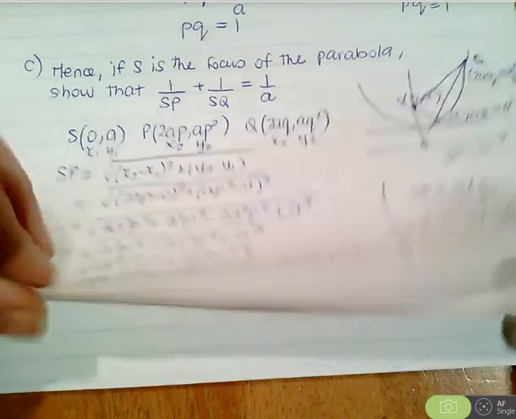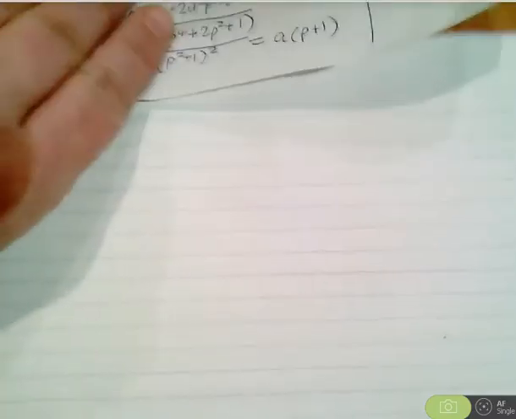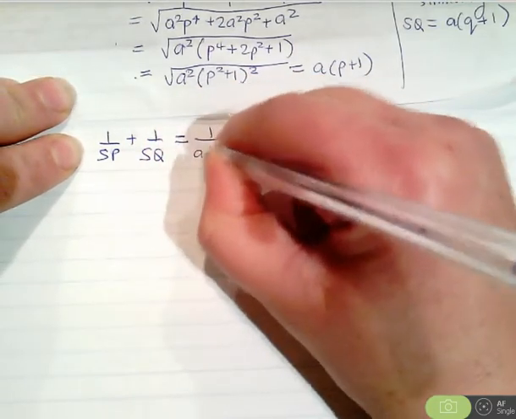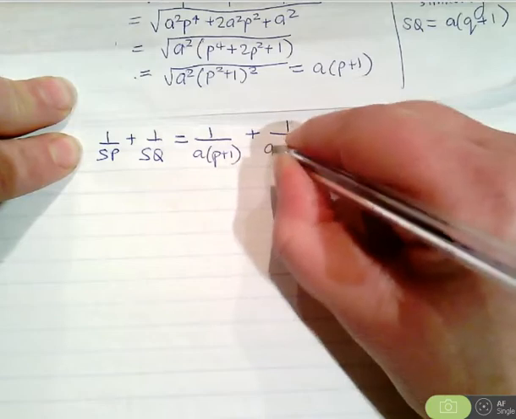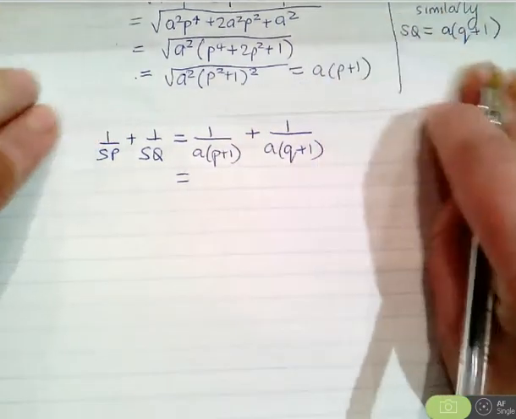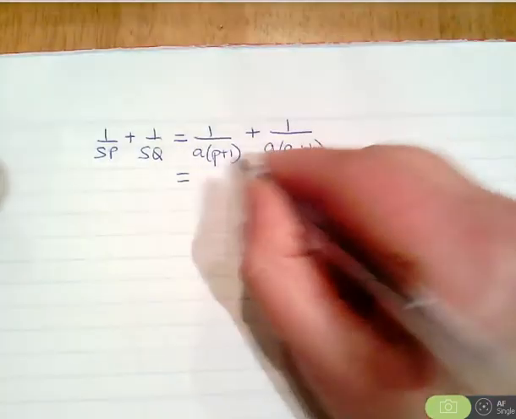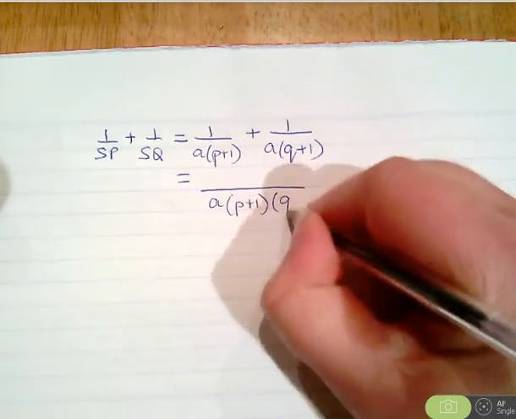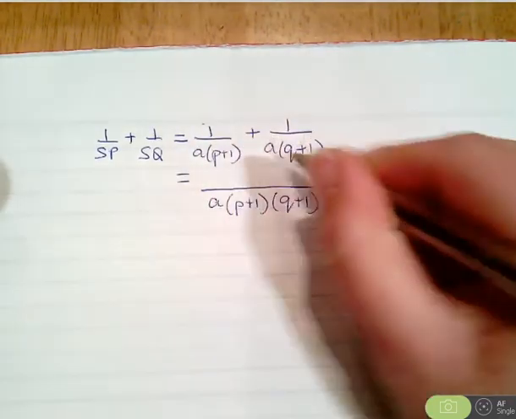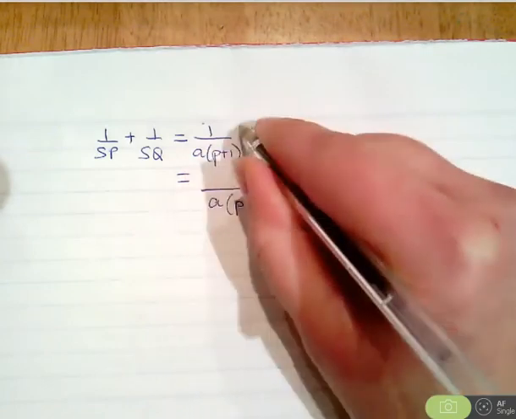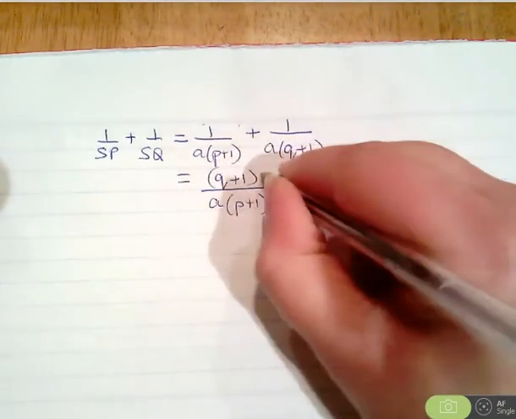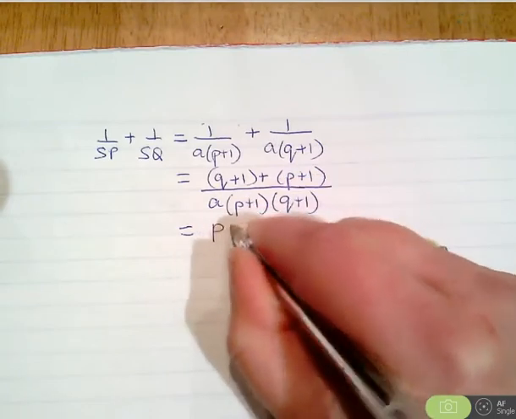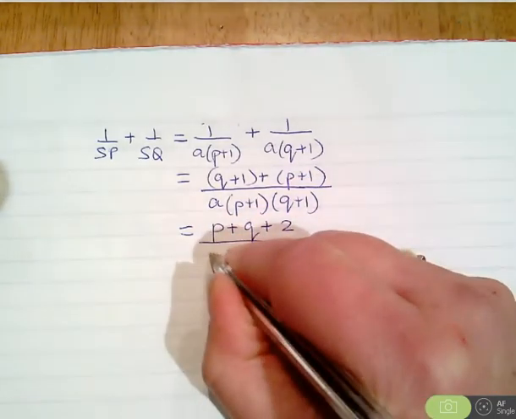Okay, going over the page. Now we've got 1 over SP plus 1 over SQ is 1 over A bracket P plus 1, plus 1 over A bracket Q plus 1. Obviously, we want to form a common denominator. The denominator that you would want to form is A bracket P plus 1, Q plus 1. So what are we missing? This fraction is being multiplied by Q plus 1 over Q plus 1, and this fraction is missing a P plus 1.